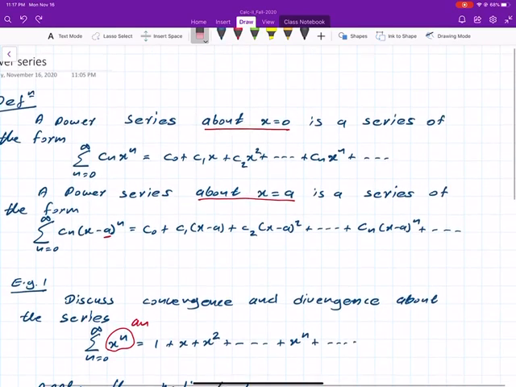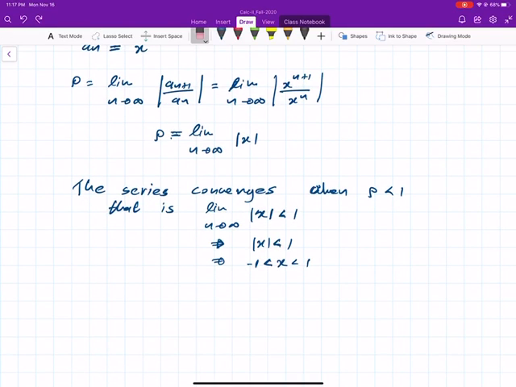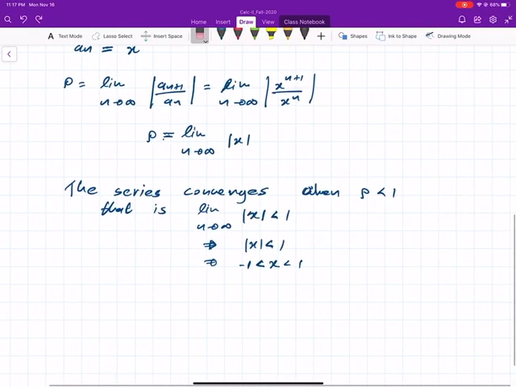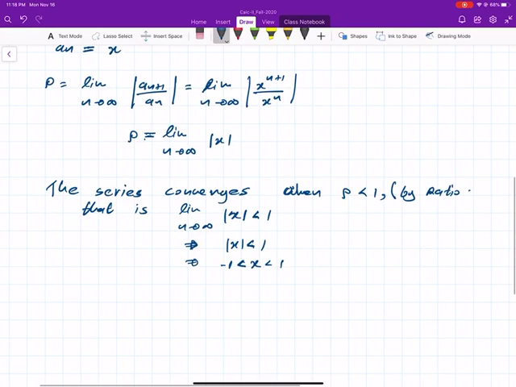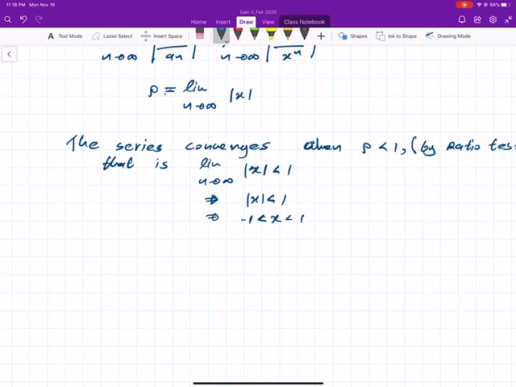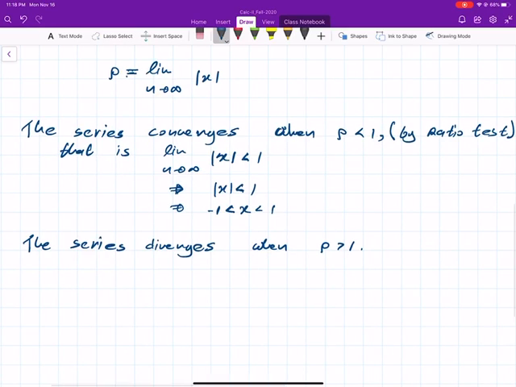Then just consider the divergence case. First of all, let me just write how we get this result. We got this result by using the ratio test. And then the series diverges when rho is greater than 1. Again, this is by the ratio test.